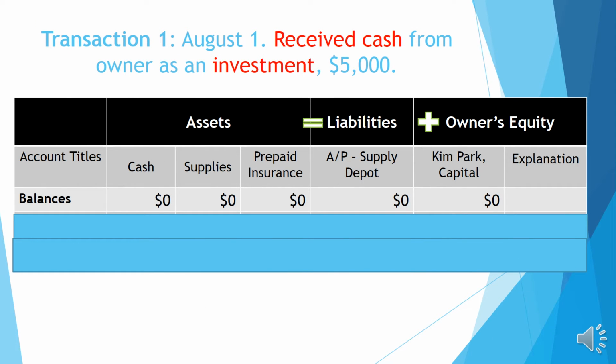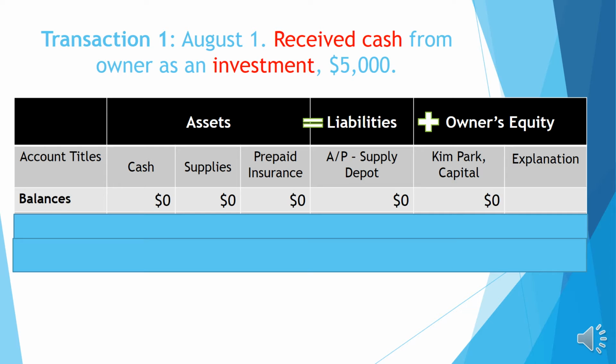It is now time to try and practice recording transactions underneath the accounting equation. What we want to do here is show whether an account is going to be increased or decreased by a transaction. So let's look at transaction 1, August 1st. Receive cash from the owner as an investment, $5,000.